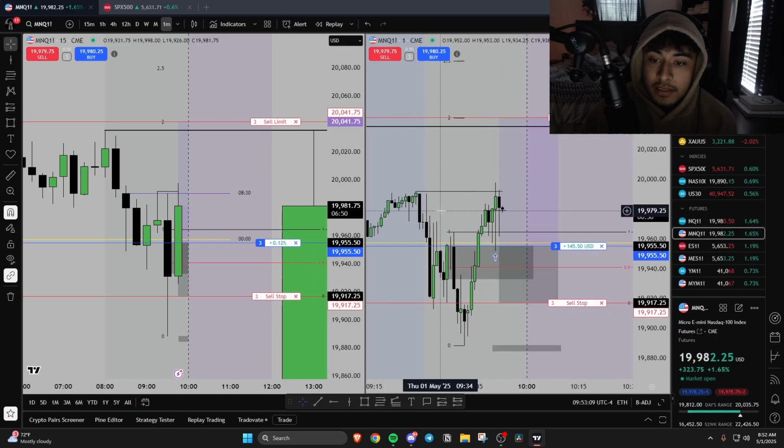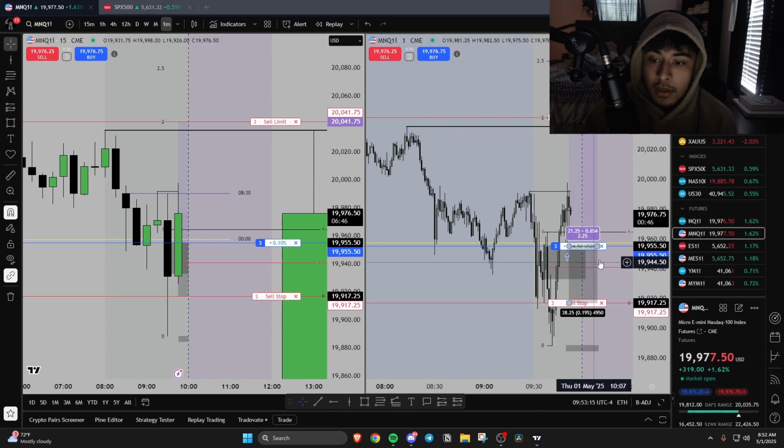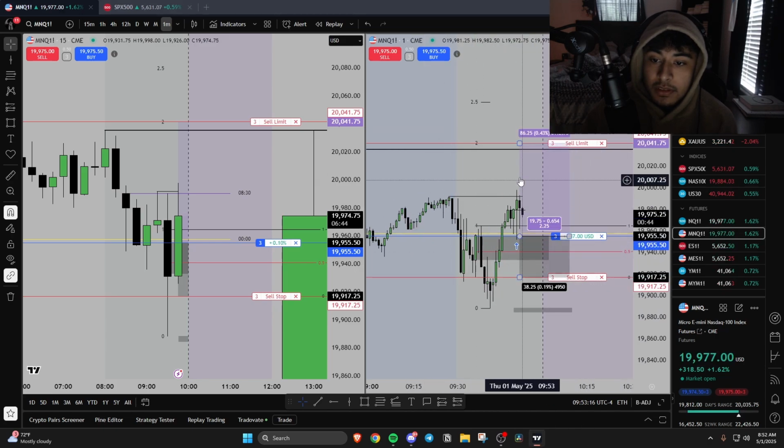But yeah, it does seem a little bit more sketchy. That's kind of why we have to de-risk and just watch the market, see what happens. Maybe this is the fractal market maker model that's completed. Now we come back down, complete the lows.